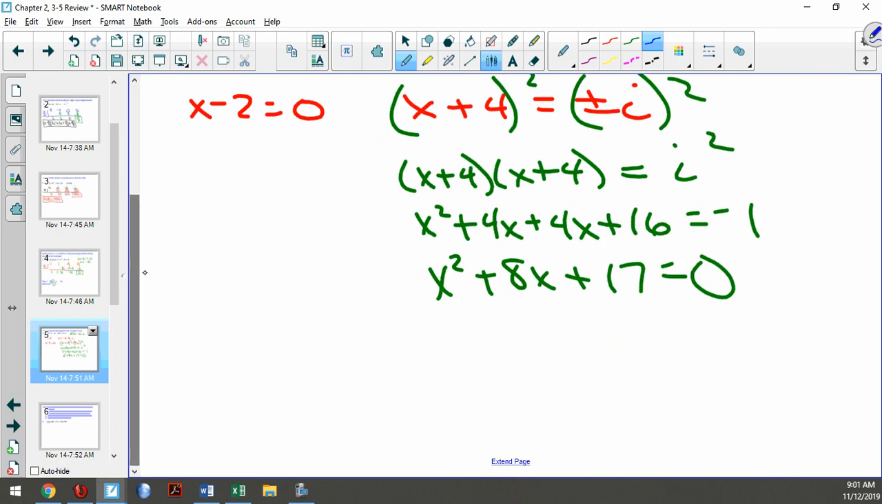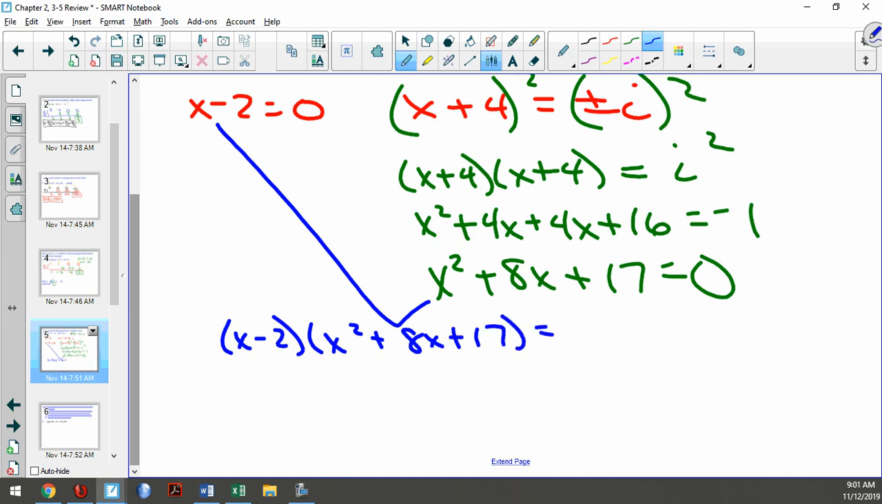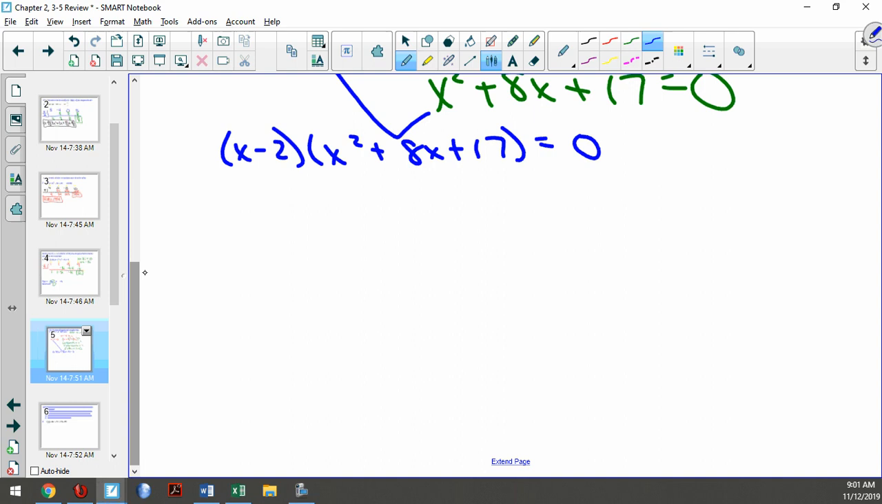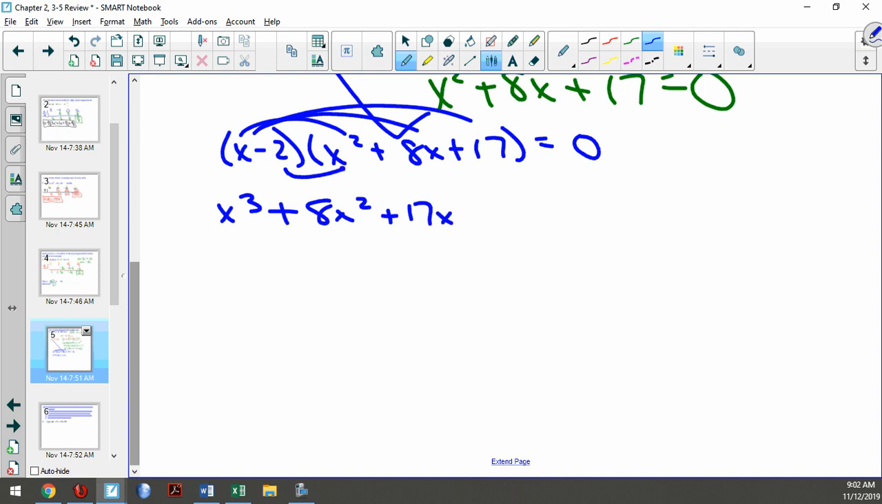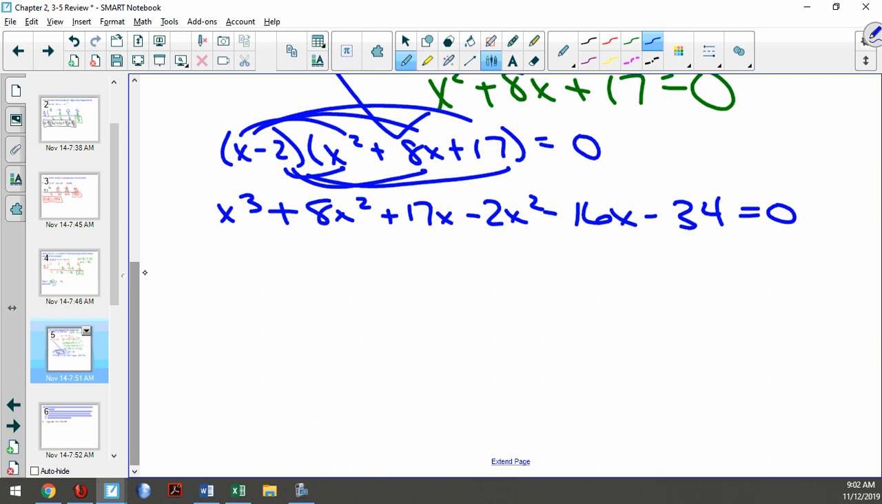Now, can anybody tell me what I'm going to do with these two items right here? I'm going to multiply them together because this is degree 3. So therefore, I have to have an x cubed as my answer. Currently, I don't. So I'm going to have an x minus a 2 times an x squared plus an 8x plus a 17 is equal to 0. So this is going to give me an x cubed plus an 8x squared plus a 17x minus a 2x squared minus a 16x minus a 34 is all equal to 0. Yes?